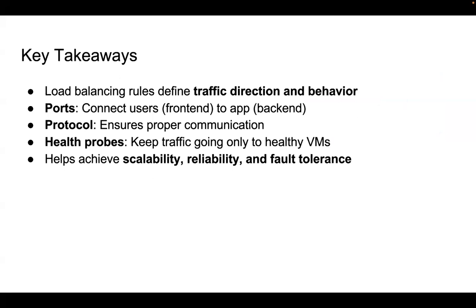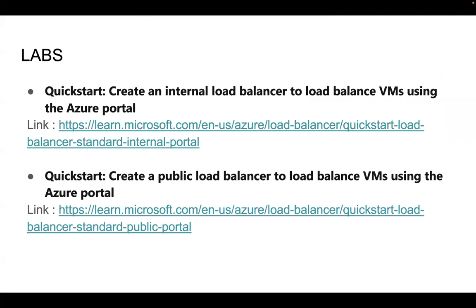So the takeaways are like this. Load balancing rules define traffic direction and behavior. Ports connect users, the front end, to the back end. Protocol ensures proper communication between the VM and the load balancer. Health probes keep traffic going only to healthy VMs and help achieve scalability, reliability, and fault tolerance. So there are quick labs.